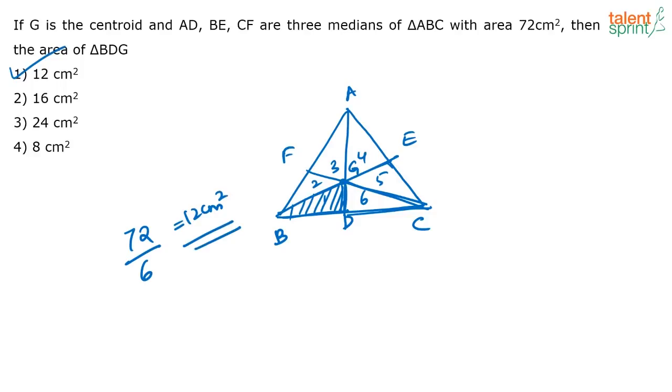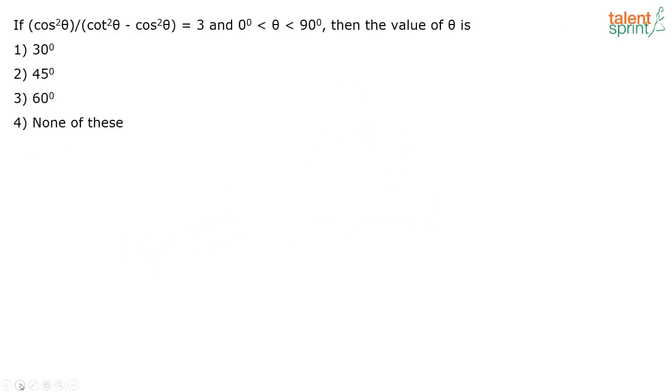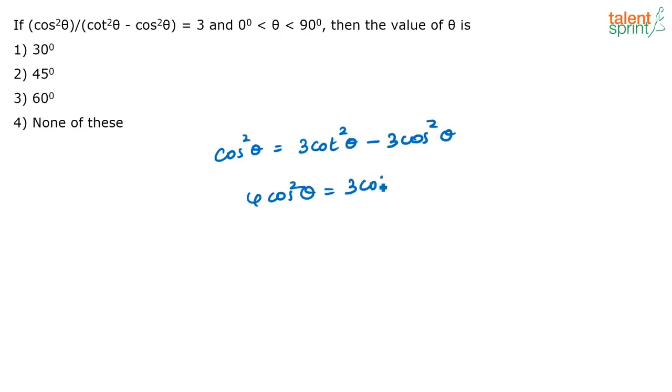Option 1. Next one. Again, a very easy question on trigonometry. See what is given. Cos square theta divided by cot square theta minus cos square theta is equal to 3. Or take this to the right hand side, what do you get? Cos square theta is equal to 3 cot square theta minus 3 cos square theta. Or I can say 4 cos square theta is equal to 3 cot square theta.